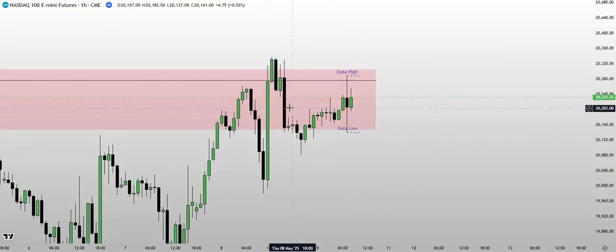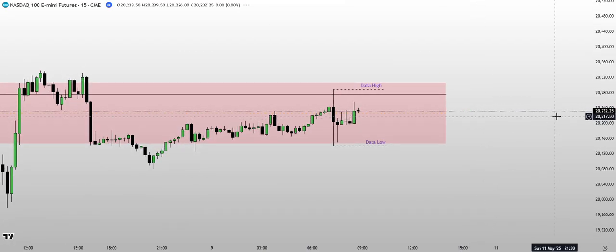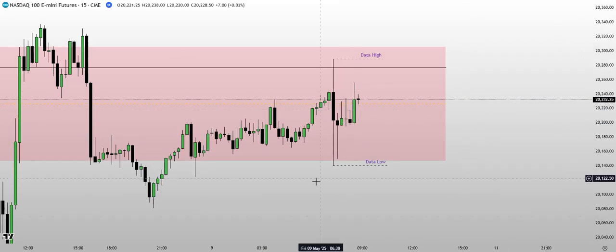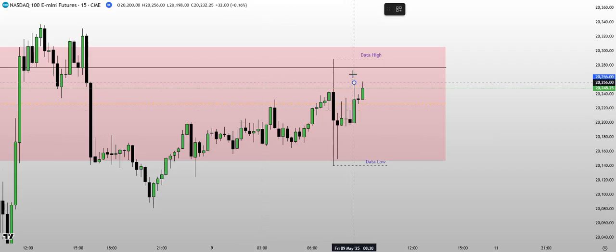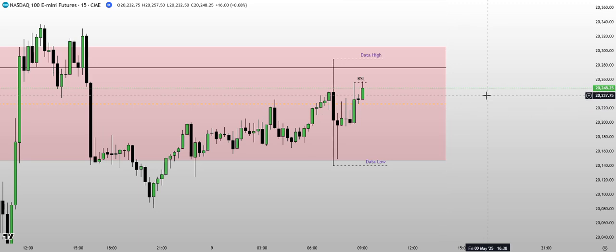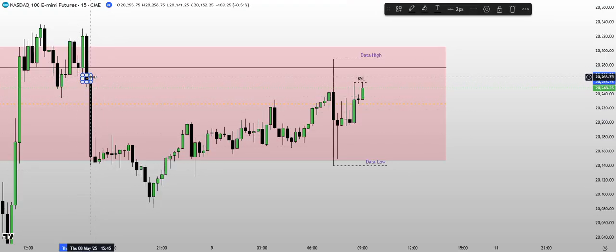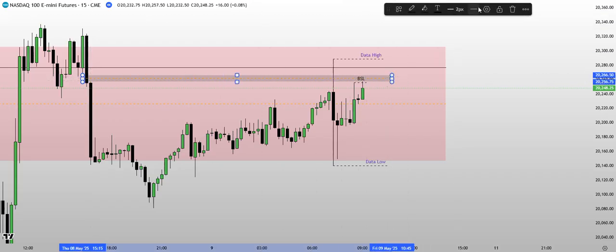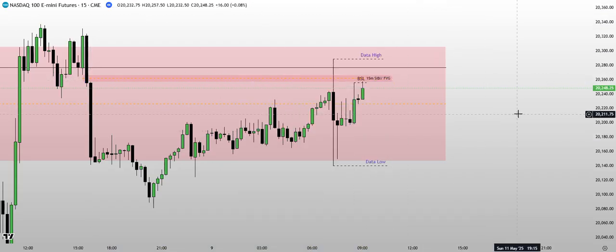So we could see a bit of a rejection to the downside. So I would look to this data low. Take this high. Again, we could reverse off this point, so it's still a valid area where price can reverse off of. 15-minute bearish and bounce here, right there that we've tapped into. So I'm going to monitor here.